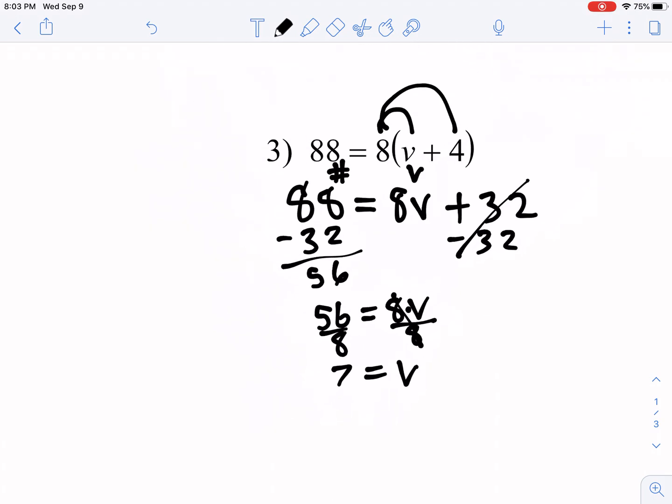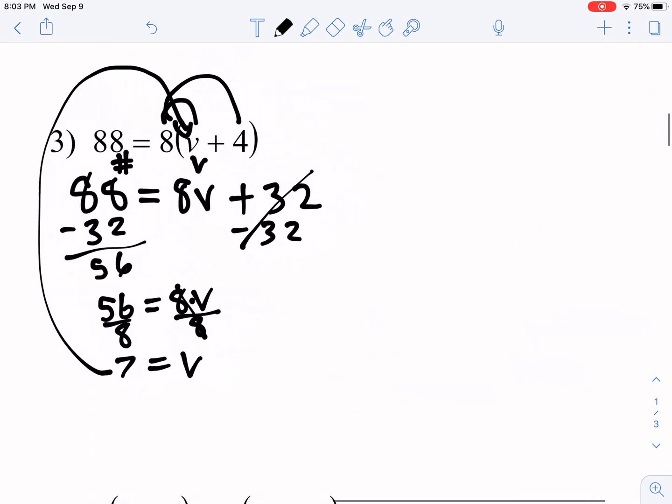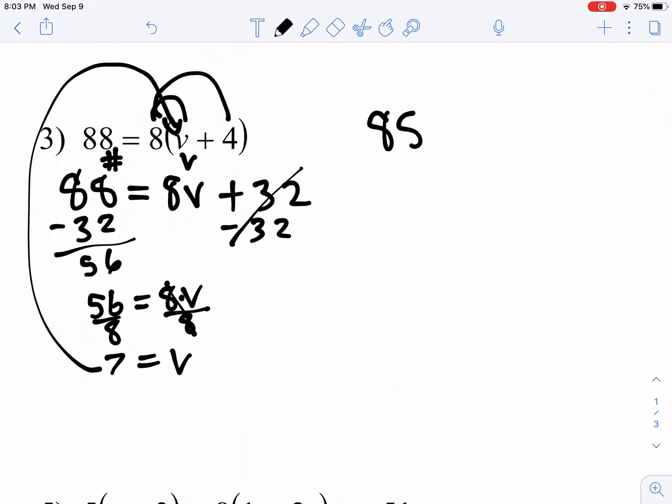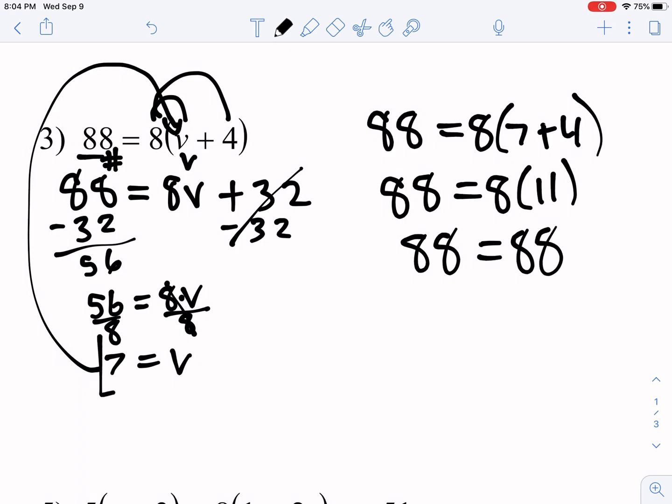Okay, so let's check to see if we're right. Let's plug in 7 into our v and see if that's what we get. 88 on both sides, okay? So the left side will still be the same here. 88 is equal to 8 times, we're replacing v with 7, plus 4. So now that we're actually trying to see if we're correct, now we go back to applying the order of operations. I have a parentheses. Let's take care of what's in the parentheses first. Well, 7 plus 4 is 11. So we get 88 is equal to 8 times 11. And then 8 times 11, we get 88. So are we correct? Yes.